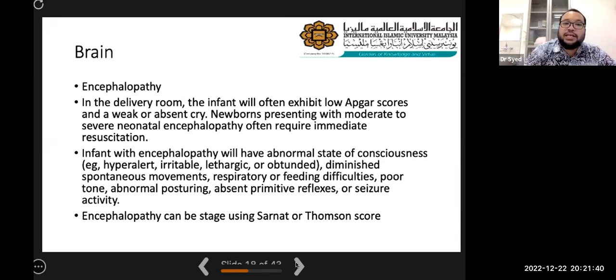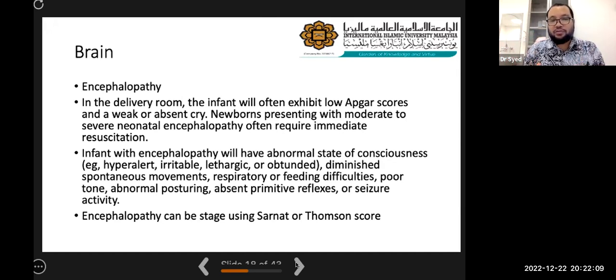So there may be diminished spontaneous movement, baby tu tak gerak, flat kan, respiratory suppression and feeding difficulty, dia tak boleh suck, tak boleh swallow, poor muscle tone, abnormal posture, decerebrate, decorticate posture. And primitive reflexes pun akan absent. Apa contoh primitive reflexes? Moro reflex, sucking reflex, palmar grasp, plantar grasp. Semua-semua ni nanti kita akan assess.